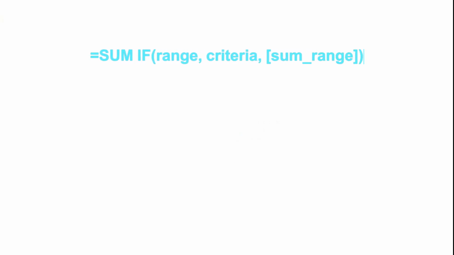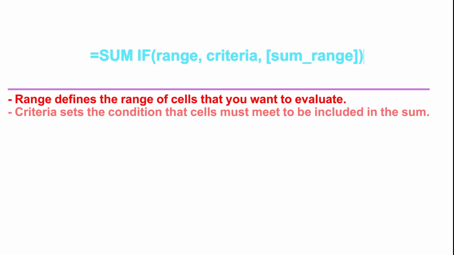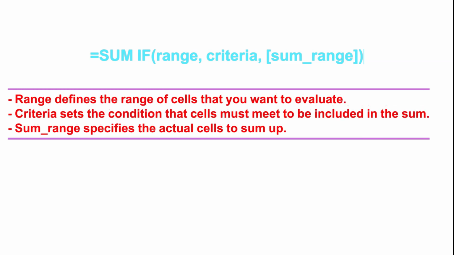The syntax of SUMIF is quite simple. It takes three main arguments: range, criteria, and sum_range. Range defines the range of cells that you want to evaluate. Criteria sets the condition that cells must meet to be included in the sum. Sum_range specifies the actual cells to sum up.